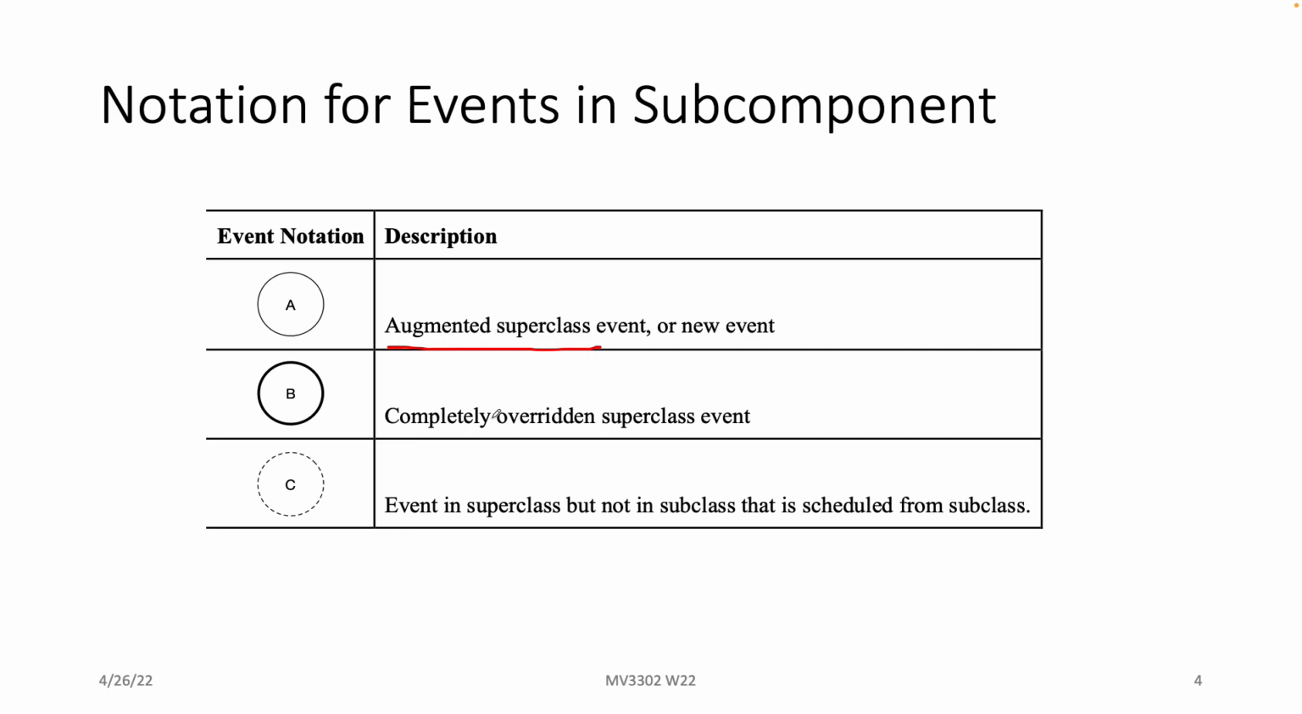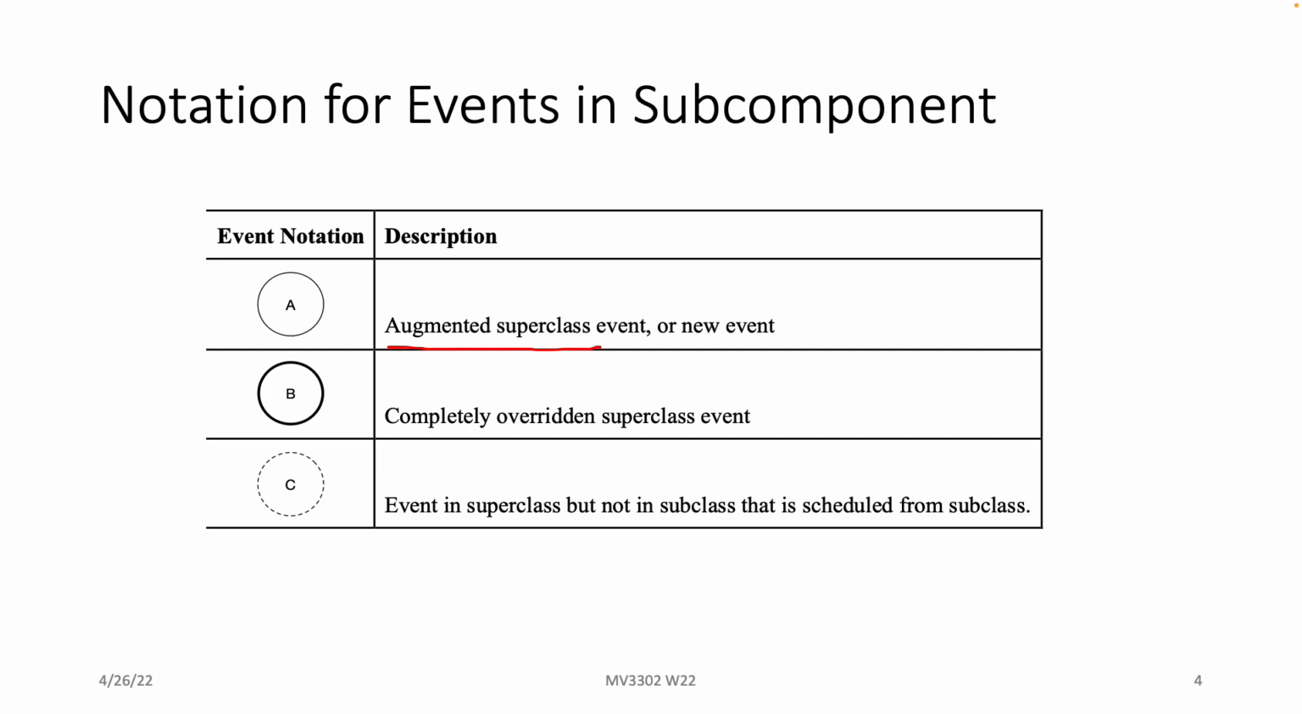And then finally, because sometimes we may schedule an event that exists in the superclass, the super component, but not in the subcomponent. In other words, we can schedule an event which is defined in the super component, and then we'll denote that with just sort of a little dashed line for it to indicate that we're not defining anything new for it, but that exists in the superclass.